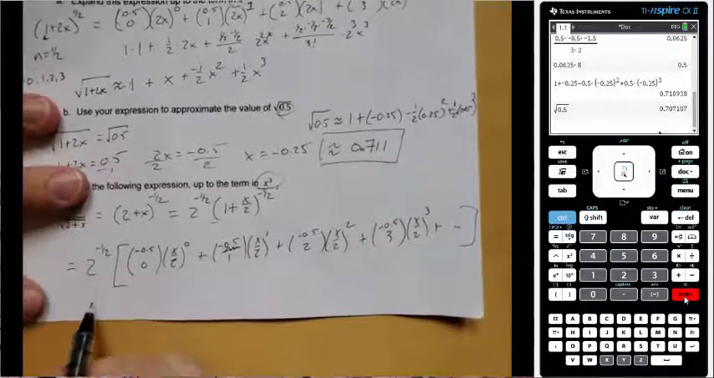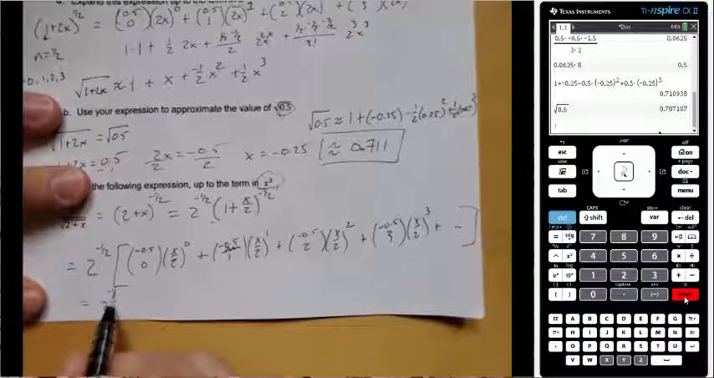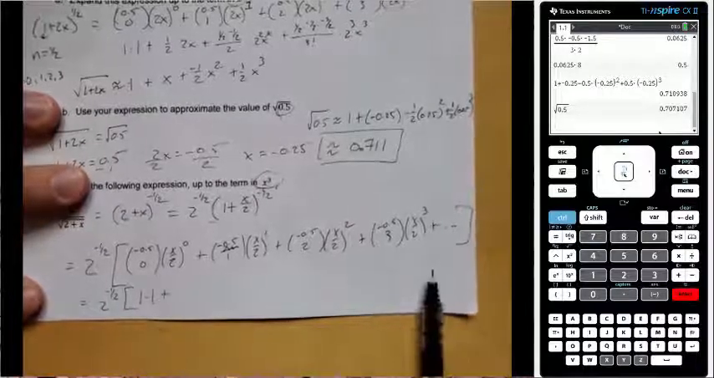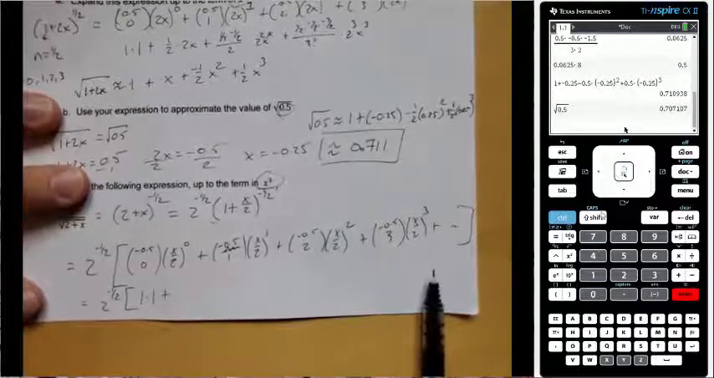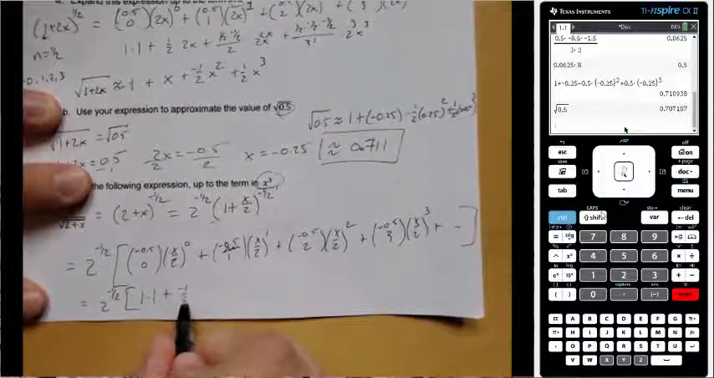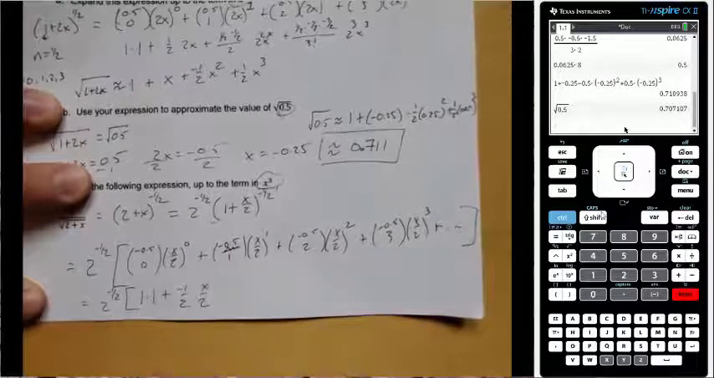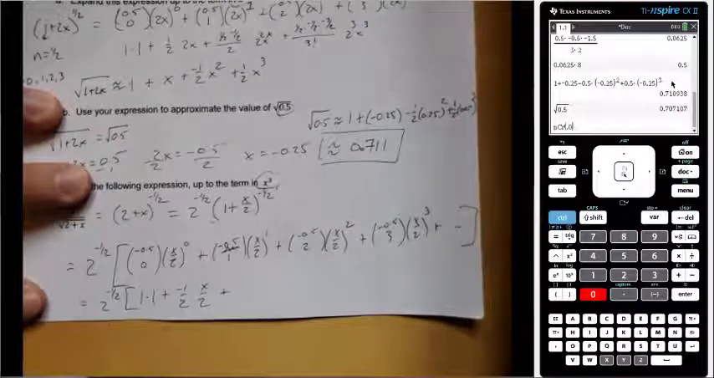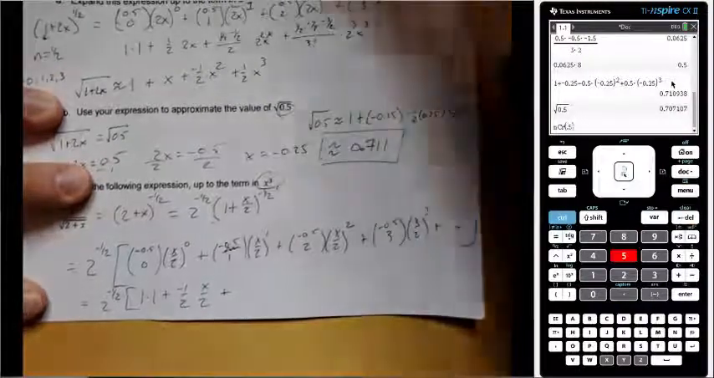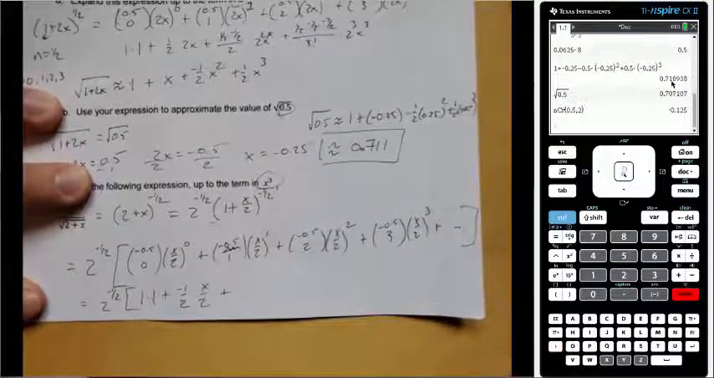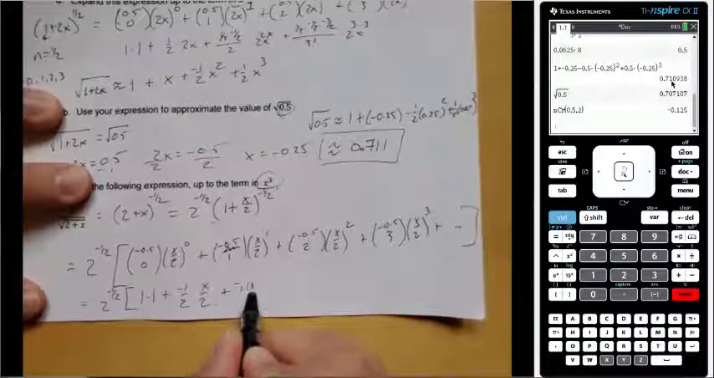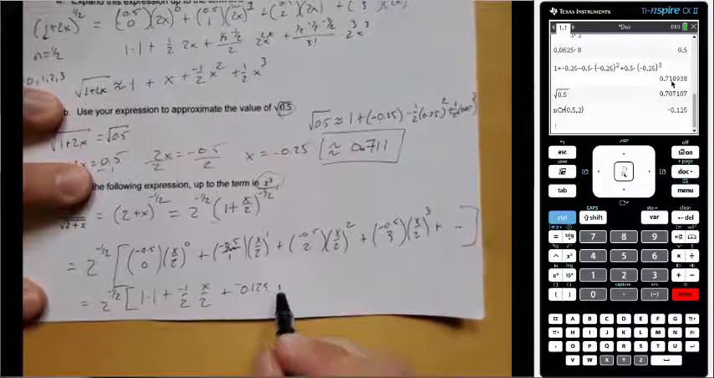We'll do this as fast as I can. 2 to the minus 1/2 times 1 times 1, minus 0.5 choose 1 is minus 1/2 times x over 2, minus 0.5 choose 2 is negative 0.125 or negative 1/8 times x squared over 4.